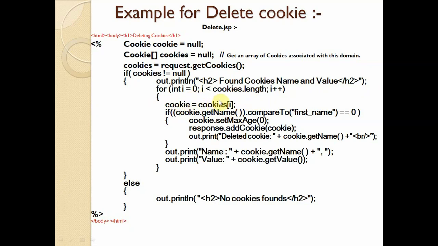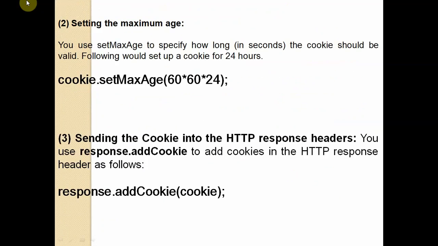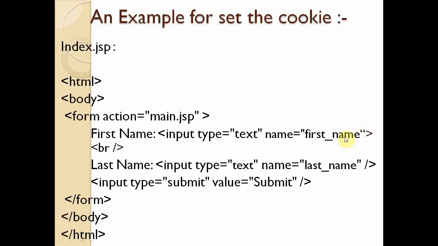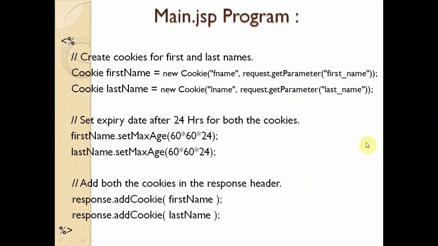Cookie equals cookies[i], which means the 0 position of cookies will be transferred to the cookie variable. Now we will find the cookie. Kya ab hum compare karenge? Cookie.getName().compareTo(firstName). Agar wo first name se match kar jata hai to उसकी age 0 हो जाएगी. तो इसका मतलब है कि हम यहाँ पे कुकीज डिलीट कर रहे हैं. जो फर्स्ट नेम हमने दिया, हम लास्ट नेम को भी दे सकते हैं. जैसे इस प्रोग्राम में हमने दो variable, first_name और last_name. Suppose we are deleting first_name, पहली कुकीज को हम डिलीट कर रहे हैं.